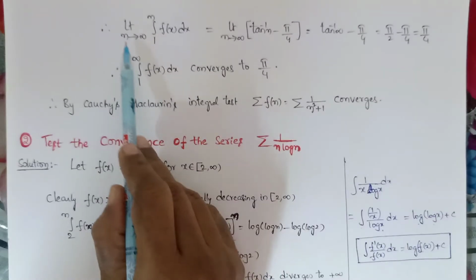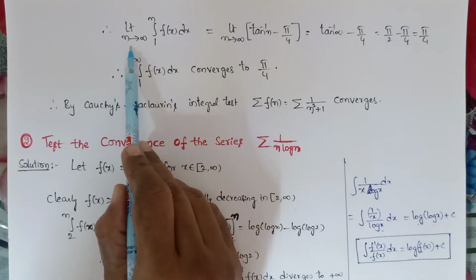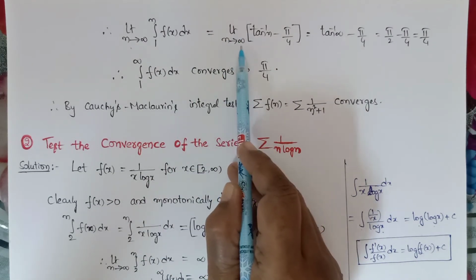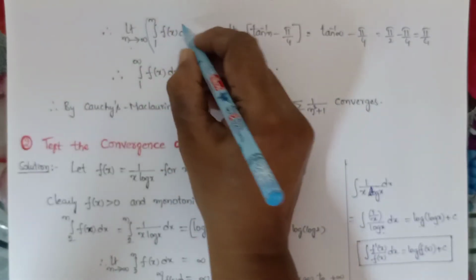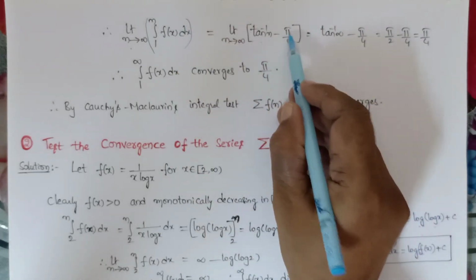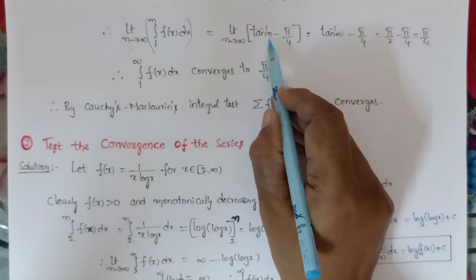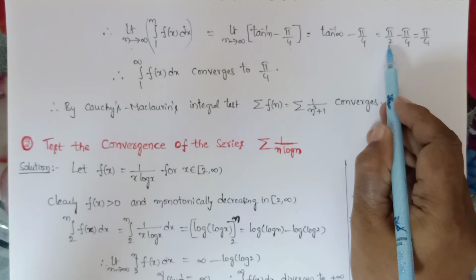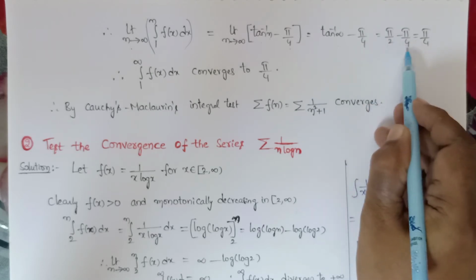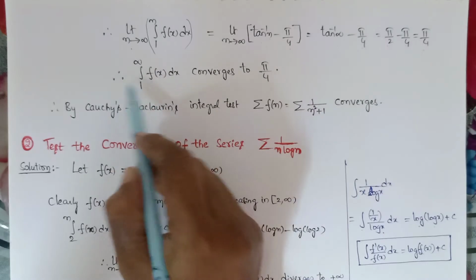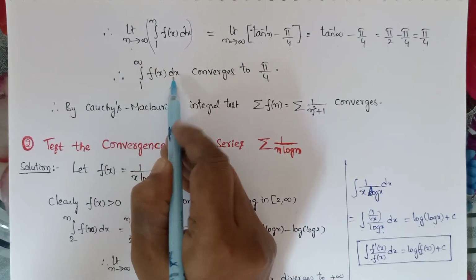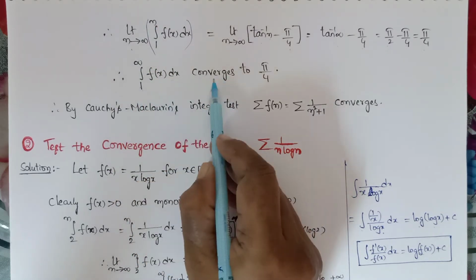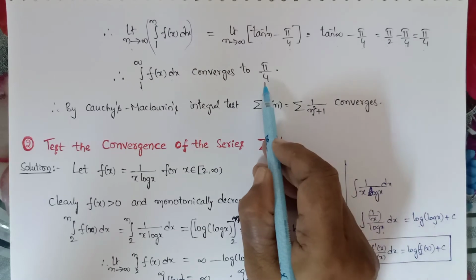Now apply the limit n tends to infinity on both sides. Limit n tends to infinity, integral 1 to n f of x dx is equal to limit n tends to infinity. Previously we have seen the integral value is tan inverse n minus pi by 4. Now putting n equal to infinity, tan inverse infinity minus, limit of a constant is the constant. Tan inverse infinity is pi by 2, minus pi by 4. Pi by 2 minus pi by 4 gives pi by 4. Therefore, letting n tend to infinity, integral 1 to infinity f of x dx converges to a finite limit, that is pi by 4.